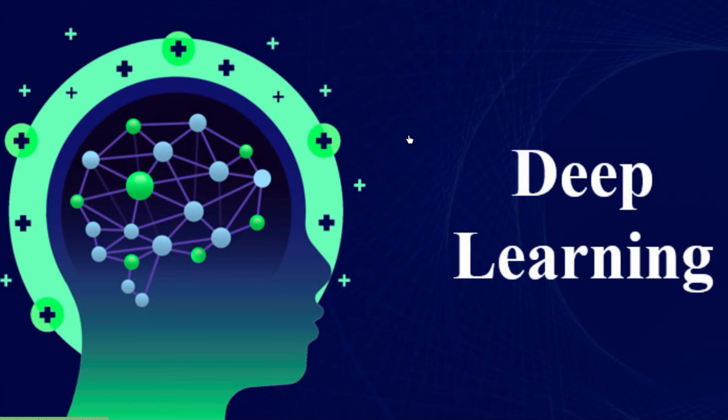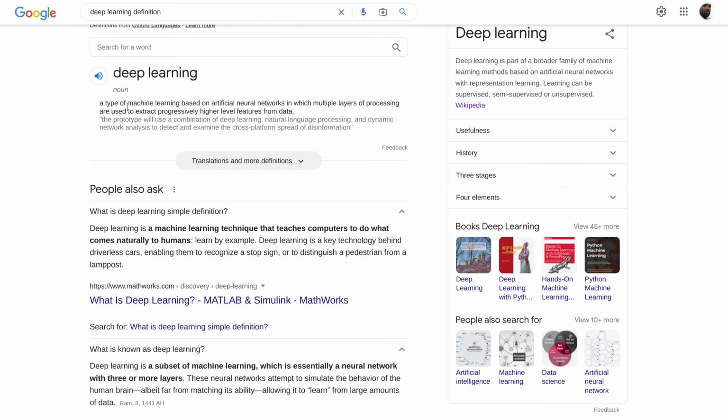Let's see about deep learning. What is deep learning? We'll see the simple explanation available on Google. Deep learning is a type of machine learning based on artificial neural networks in which multiple layers of processing are used to extract progressively higher-level features from data. It's a machine learning technique that teaches computers to do what comes naturally to humans: learn by example.